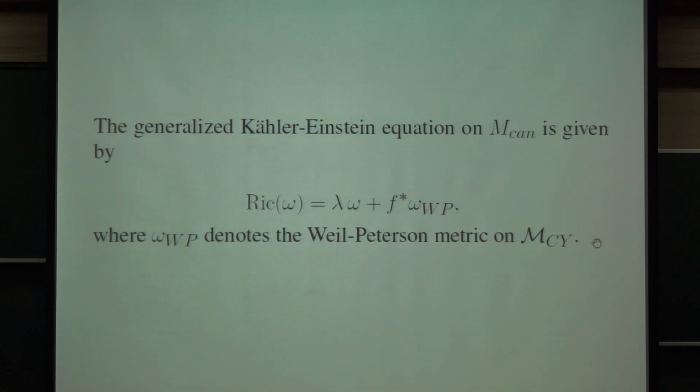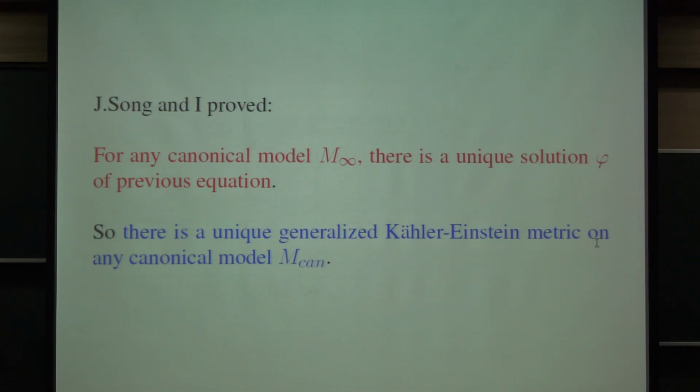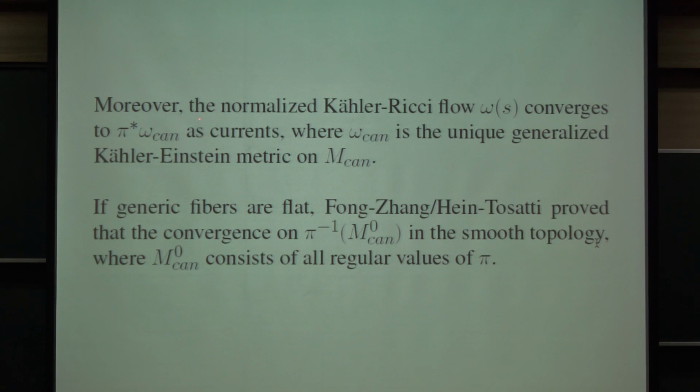Then Johnson and I proved that on any canonical model M infinity there's a unique solution for the previous equation. Like in the Kähler-Einstein case, we can solve this equation, and there is a unique generalized Kähler-Einstein metric on any such canonical model. Moreover, we can prove that the normalized Kähler-Ricci flow converges to this canonical metric, the unique generalized Kähler-Einstein metric on this.